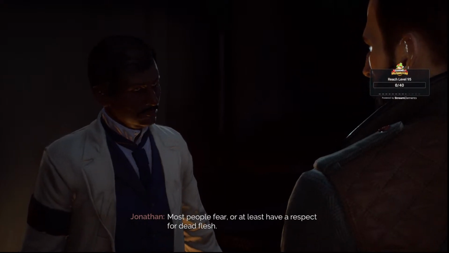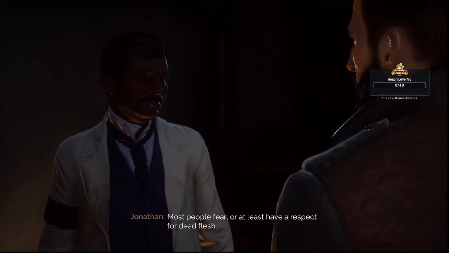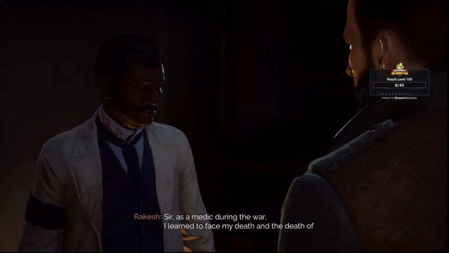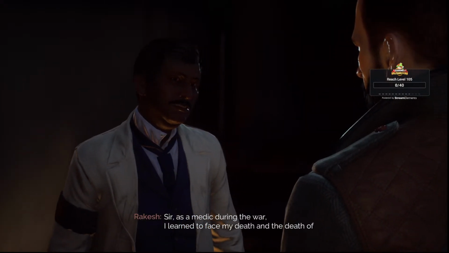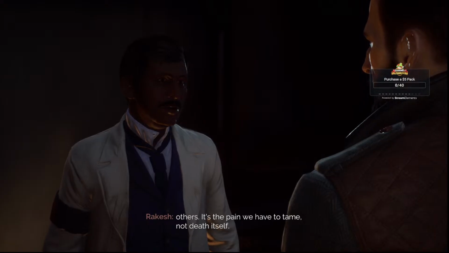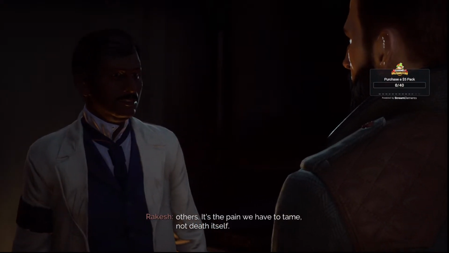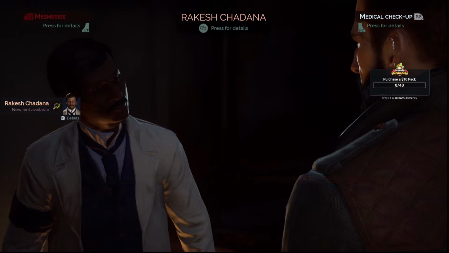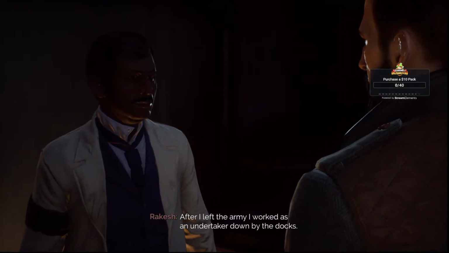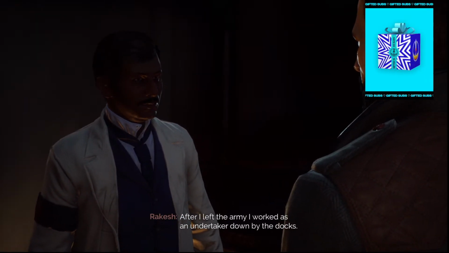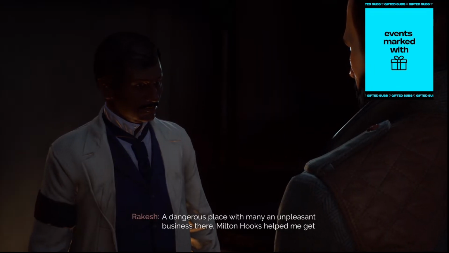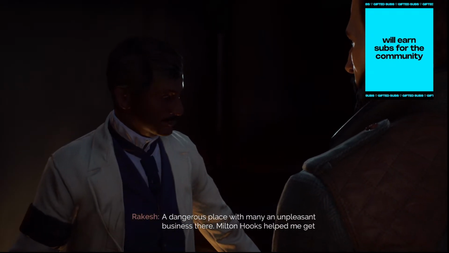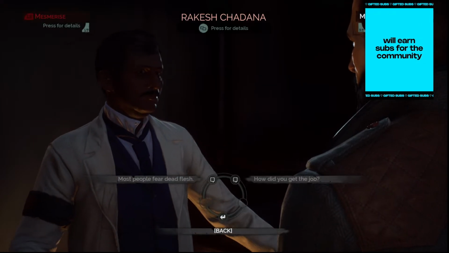Most people fear, or at least have a respect, for dead flesh. Sir, as a medic during the war, I learned to face my death and the death of others. It's the pain we have to tame, not death itself. How did you get this job? After I left the army, I worked as an undertaker down by the docks. A dangerous place with many an unpleasant business there. Milton Hooks helped me get a job here.